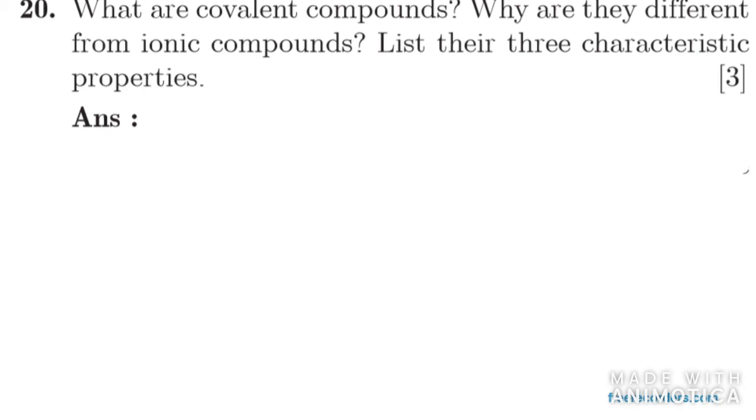Now the second part says: why are they different from ionic compounds? Ionic compounds are formed by the transfer of electrons, while in the case of covalent compounds there is sharing of electrons. Now we have to list three characteristic properties. First, they have very low melting and boiling points. The second is they are generally insoluble in water. Third, you can write they do not conduct electricity.